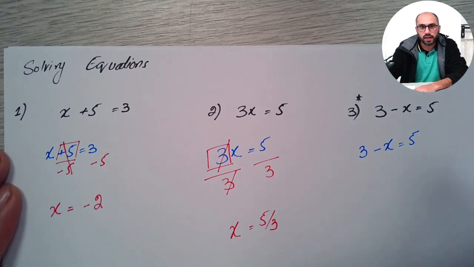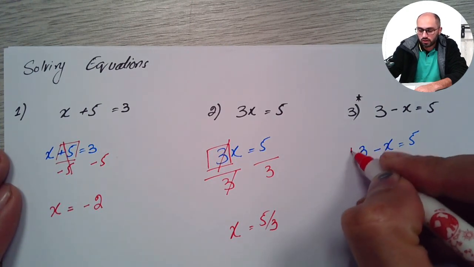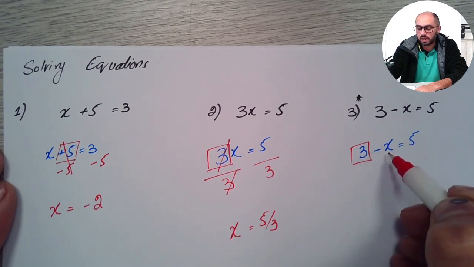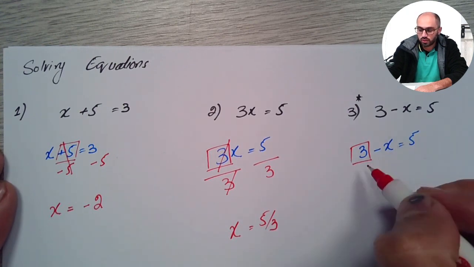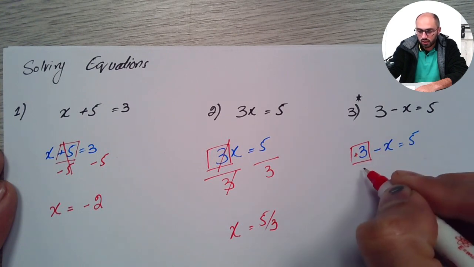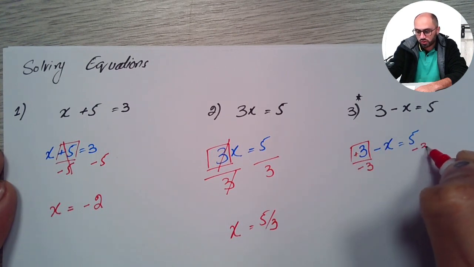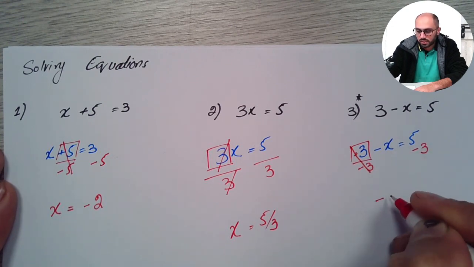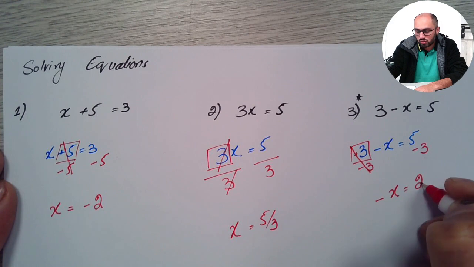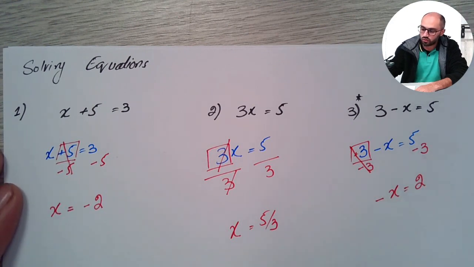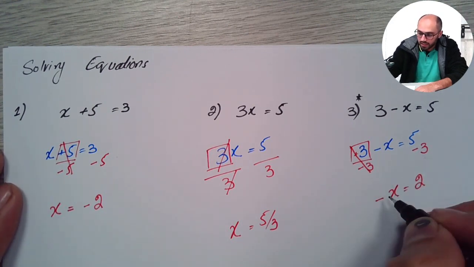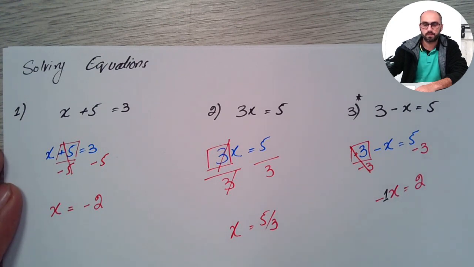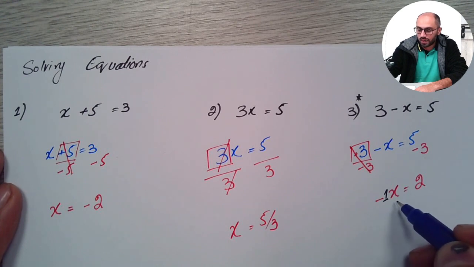To find the value of x, the first thing I'll need to do is get rid of this 3. If you look at it carefully on the left side, you will notice that 3 is being added to minus x. So to get rid of this 3, because it's a plus 3, I'll do minus 3 on both sides. They both will cancel out, leaving me with minus x equals 2. Now you have to understand one thing here. There is a number before this x, and that number is 1.